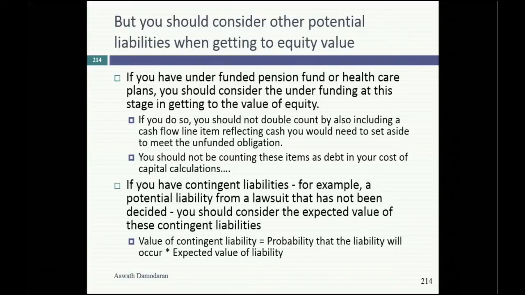So if you have a huge lawsuit that's hanging over a company, that is in fact the cleanest way to do it. I'm not saying it's easy. It's to separate the lawsuit from everything else, assess those two expected value numbers, and take that out of the value of your equity. Okay? Any questions?